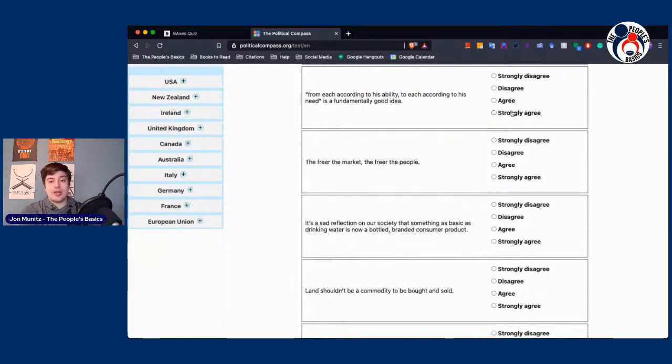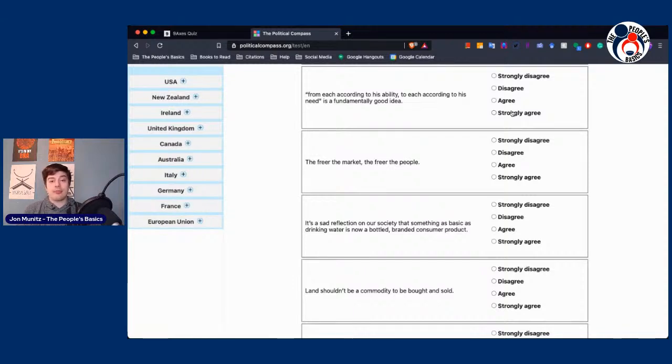Next, from each according to his ability, to each according to his need, is a fundamentally good idea. I have mixed feelings on this. I think generally I agree, but I guess it's like, is this to try and be completely equalized? Is this to be like, what are we defining as individual need? Some people might have a different definition of what they need, and sometimes it's just a want.